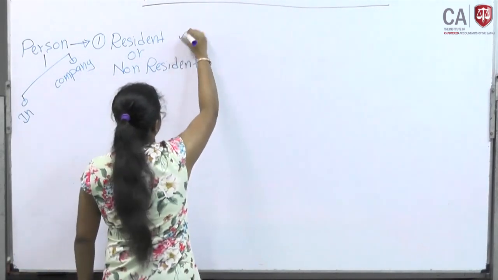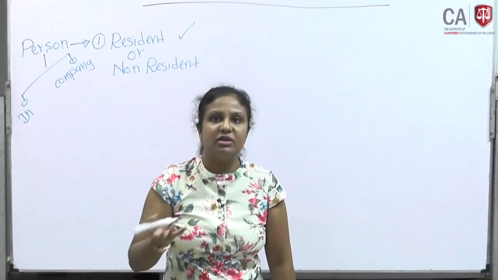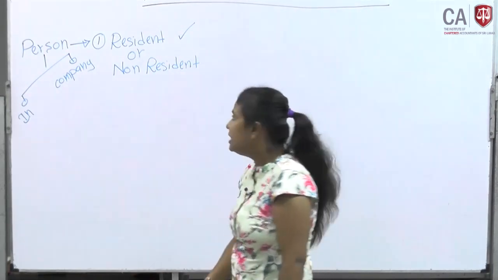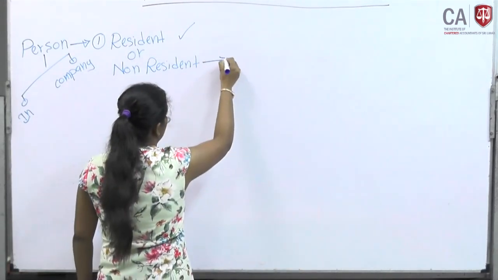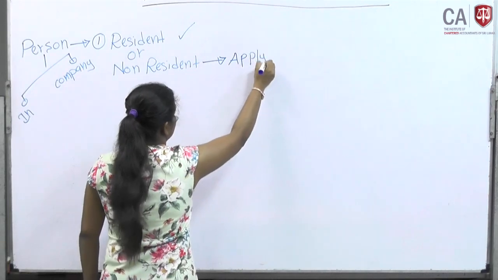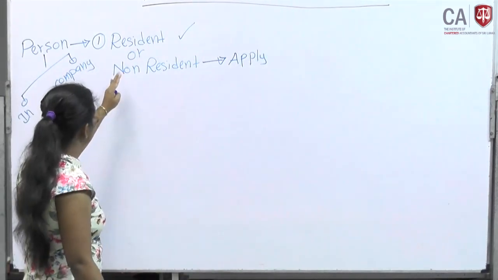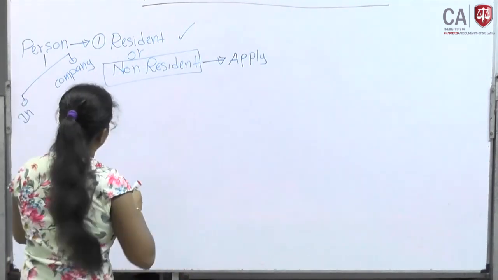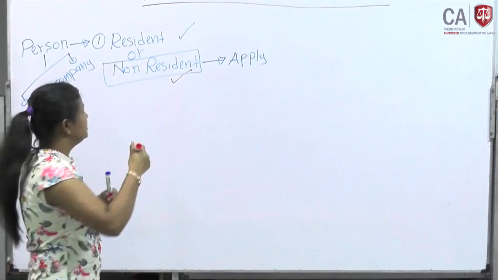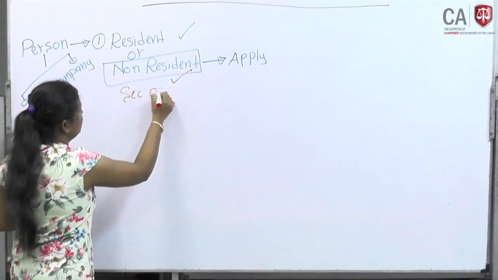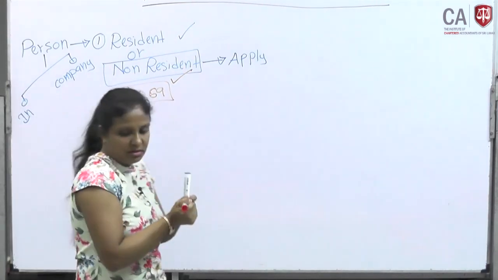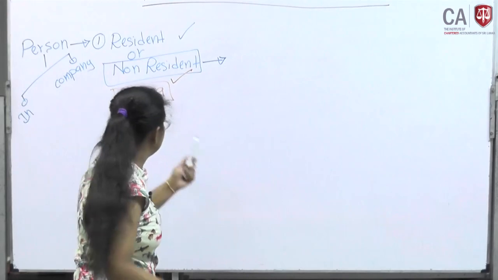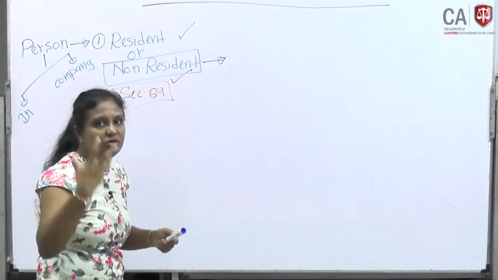Now, if there is a resident person, you know how to compute income tax liability, you 100% know about that. If there is a non-resident person, you have to apply the non-resident rules. Now you have determined resident or non-resident. Now you have selected this person as a non-resident person. First test done. How to determine resident or non-resident? Section 69 provision you have applied. Then you have selected the person as the non-resident person. If he is a non-resident person, then what is your step?